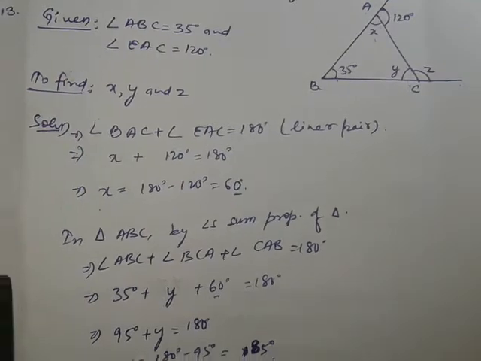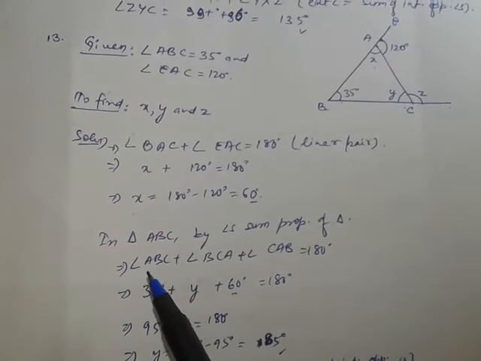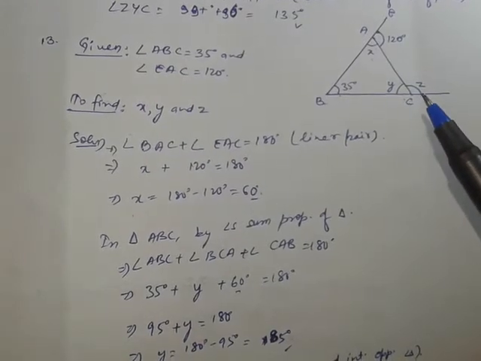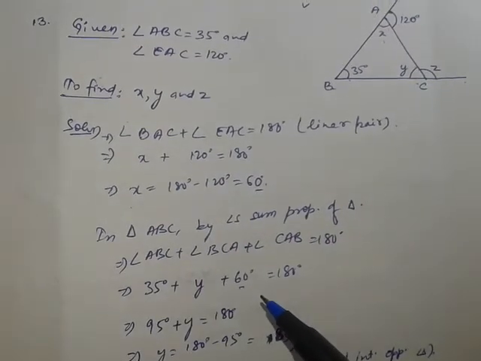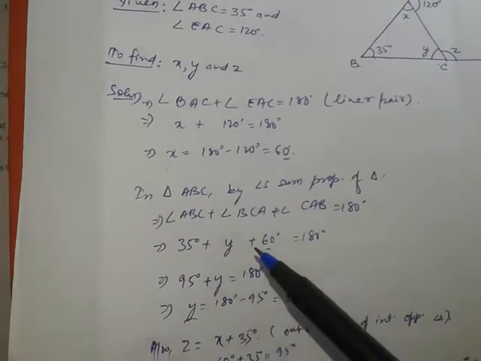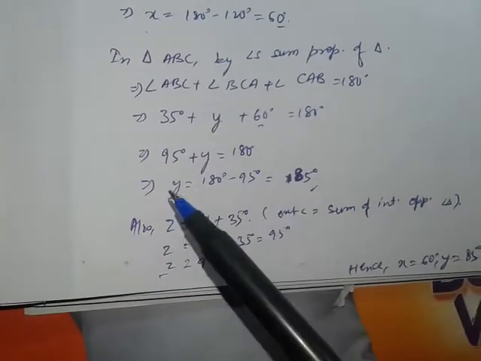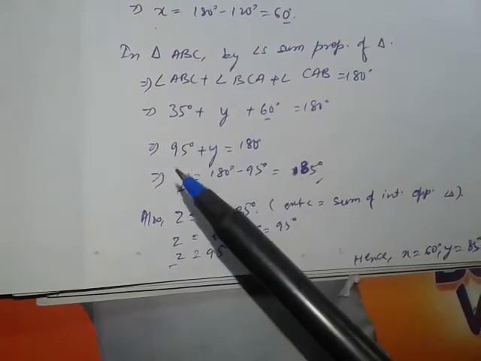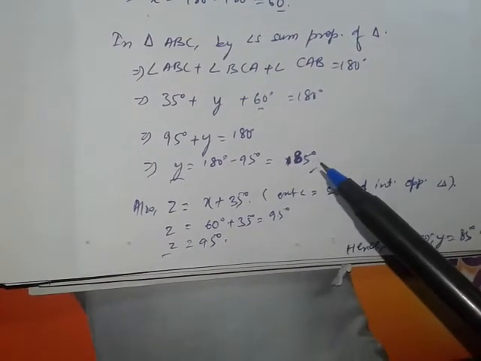Now in triangle ABC, by the angle sum property of a triangle, angle ABC plus BCA plus CAB equals 180. We give the value of all these angles, then we add these two, and then we take this to this side. You have learned this in standard 6 also. When we move a number from the left hand side to the right hand side, or right hand side to the left hand side, the sign changes. So it becomes a minus sign here, and we subtract, we get 85. y equals 85.